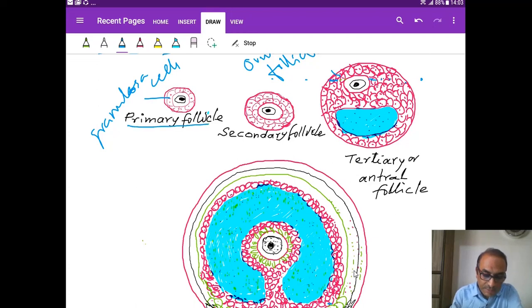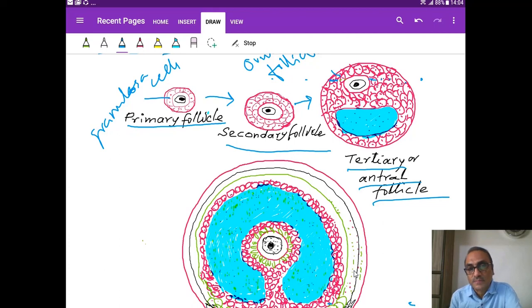This primary follicle later changes into a secondary follicle, and what we see is that the number of granulosa layers around it goes on increasing. So it becomes surrounded by many layers of granulosa cells. That is the secondary follicle. Then this secondary follicle further develops into the tertiary or antral follicle, as it is called.